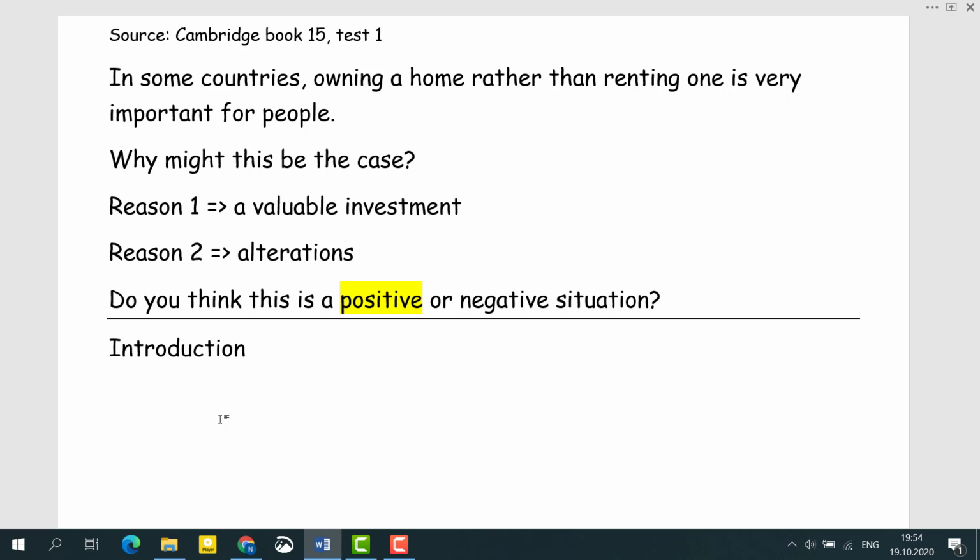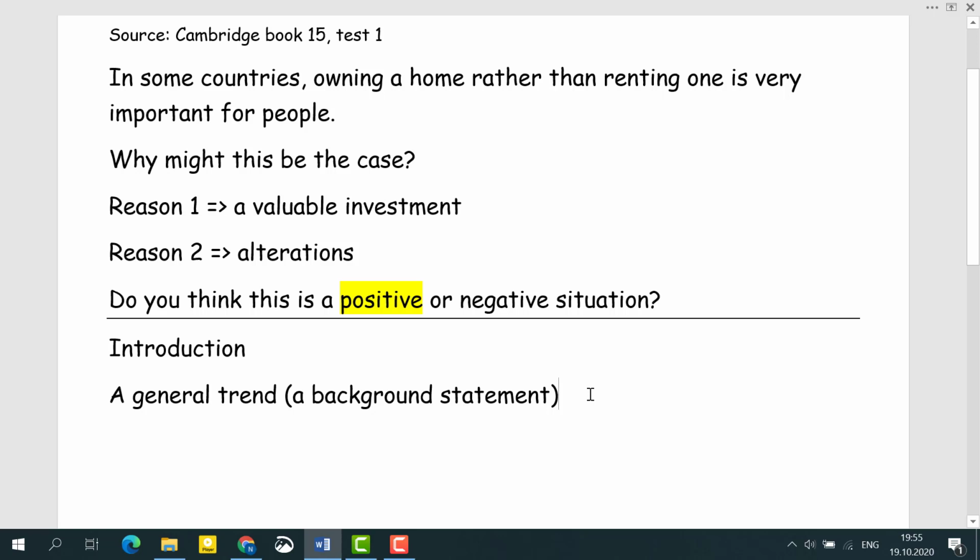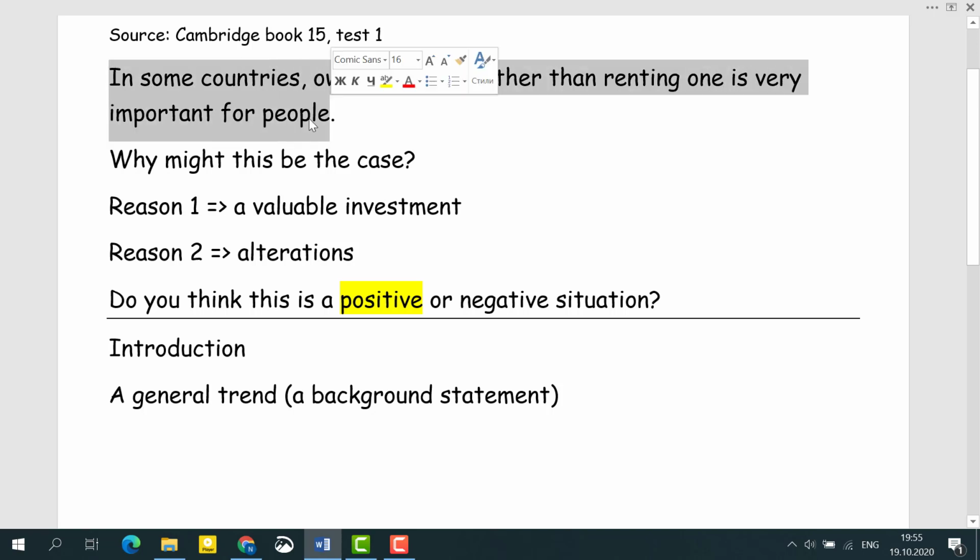Now what do I need to include in the introduction? Firstly, it's very important to write a general trend. You can also say it's a kind of background statement. A background statement means that something is true not only in one particular country, but across the world. And in my first sentence, I have to basically paraphrase some keywords given in this essay prompt.